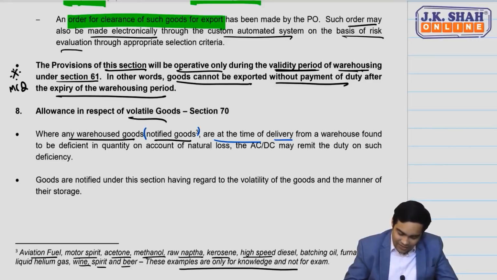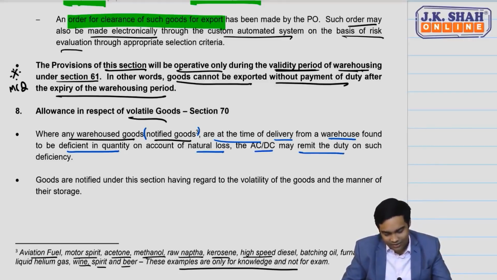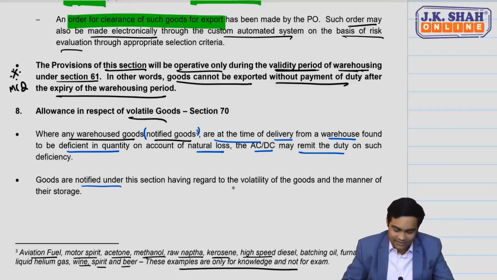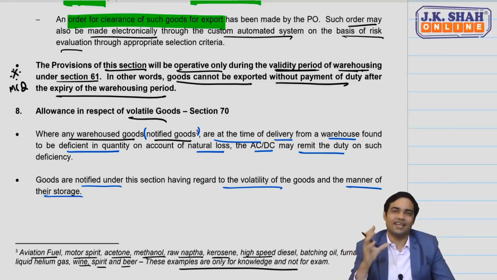If goods at the time of delivery from a warehouse are found to be deficient in quantity on account of natural loss, then the Commissioner may remit the duty on such deficiency. Goods are notified under this section having regard to the volatility of the goods and the manner of their storage. So it's basically on the warehouse owner. The nature of the goods is an important criterion to decide this, and the government has notified various goods in this section.